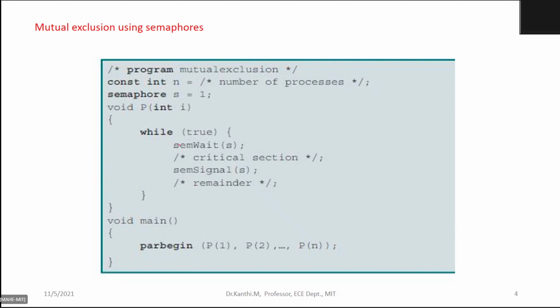This is the sequence of code for how the mutex works using semaphores. There will be a sem wait. Whenever you make use of a wait function, it will decrement, and if the key is available, it can enter into the critical section, and after you make use, you release it.